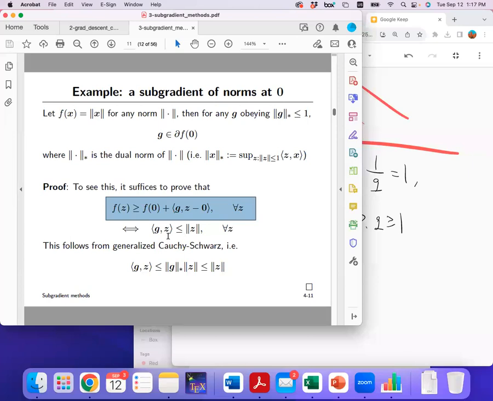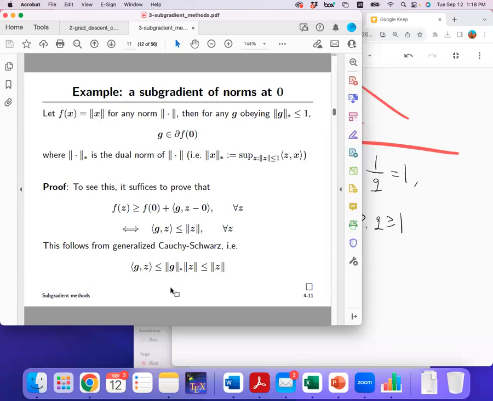Then you have this dot product is less than or equal to the norm of z, for all the z's. So g is a subdifferential if for all the z's, this inequality holds. And for the dot product, we know by the Cauchy-Schwarz inequality, it is less than or equal to the dual norm of g multiplied by the norm of z. This is the most general form of the Cauchy-Schwarz inequality.